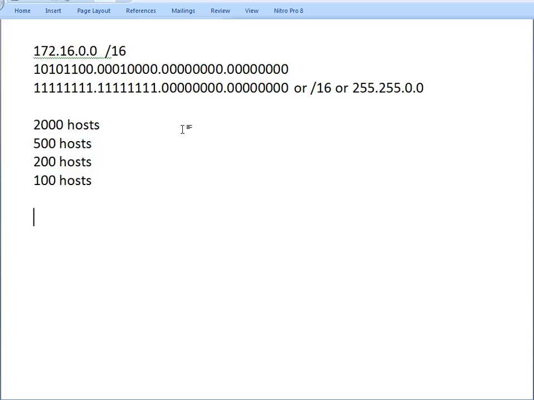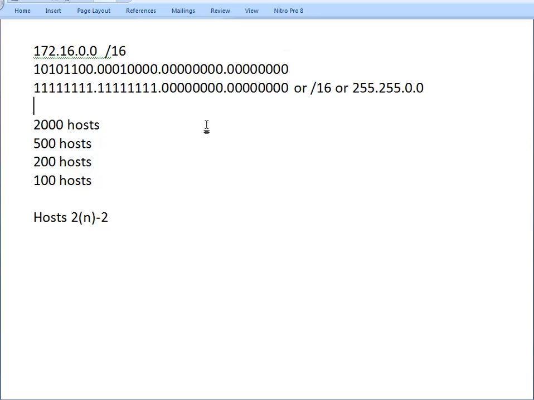The formula for the hosts was 2 to the power n minus 2. Now, 2000 hosts. We have 16 zeros here to play with. The ones we can't touch, because the ones are not ours. They were given to us. But these zeros are ours. We can do whatever we want with them. We can borrow the zeros, make them into ones, and so on.